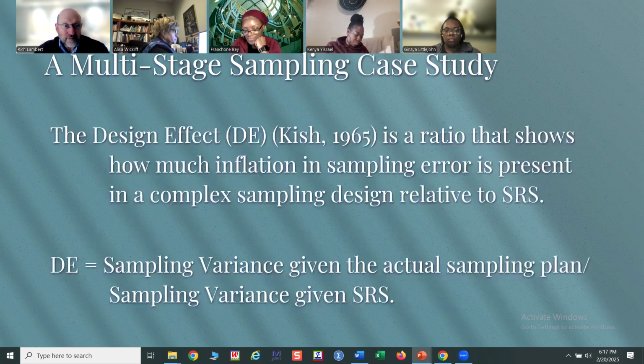This is an old concept in statistics that goes back to when I was 7 years old. This book was written, and I've actually read this book. It's a classic on sampling. It's a ratio that shows how much inflation there is in sampling error compared to what would have happened had it been a simple random sample. So you may just get the vague concept that when we use all these complicated strategies, we're making our margin of error bigger. It just makes common sense.